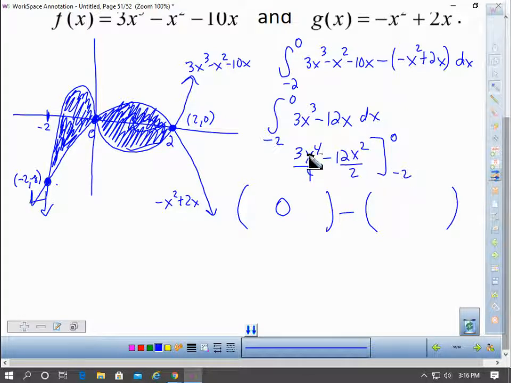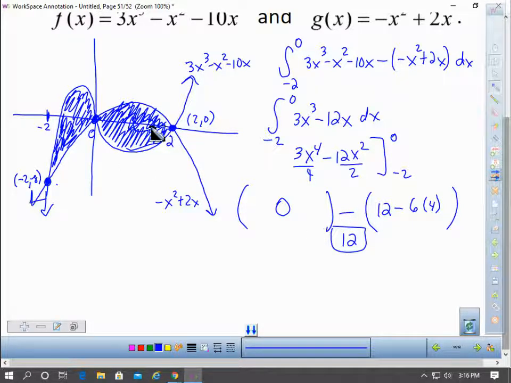So -2 in there, -2 to the 4th power is 16. 16 divided by 4 is 4. And then 4 times 3 is 12. All right, then it's minus 12 over 2 is 6, times -2 squared would be 4. So I'm going to end up having 12 minus 24, which is -12, and then subtracting 0 minus -12 is going to give me an answer of 12. So that means the area of this left piece is 12, okay?